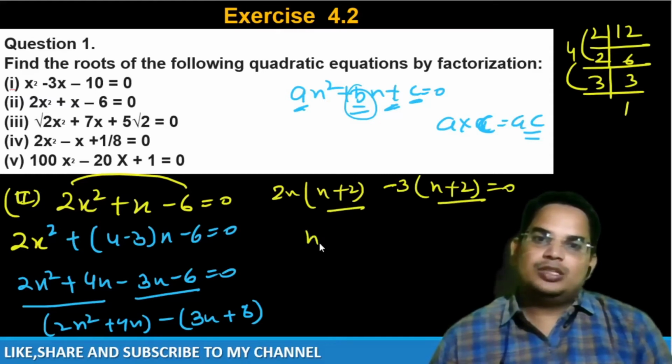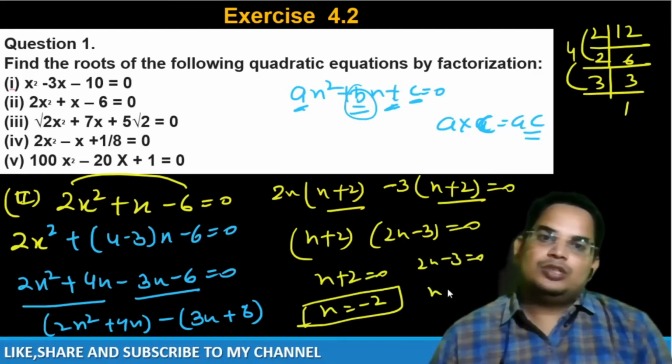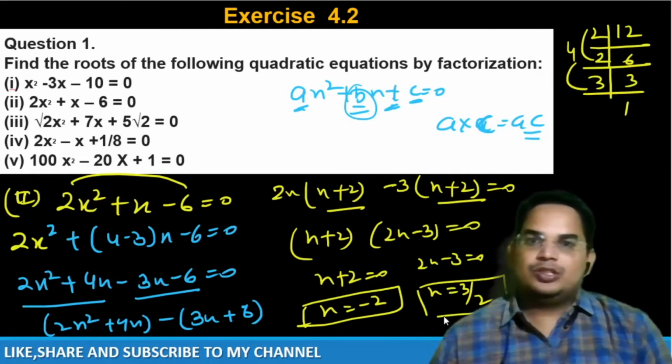From these two you can take the common x plus 2, and what you are having is 2x minus 3 is equal to 0. Now you can say x plus 2 is equal to 0, so x is equal to minus 2, and here 2x minus 3 is equal to 0, so x is equal to 3 by 2. So I hope all of you understood this thing.